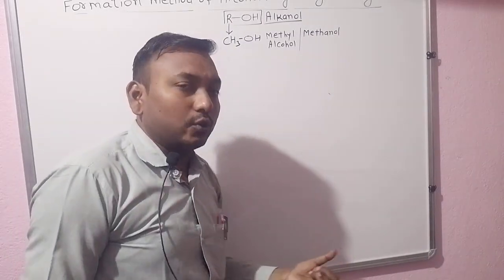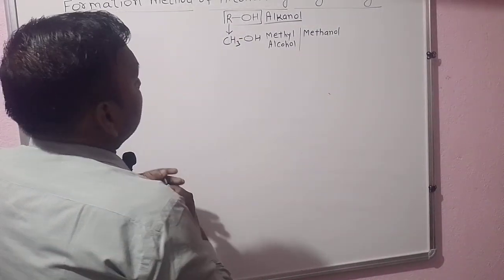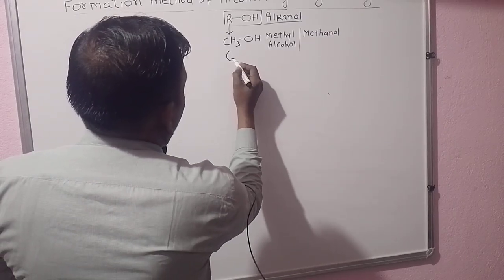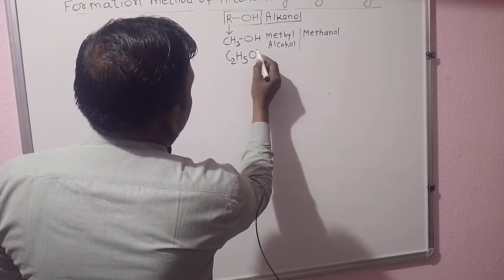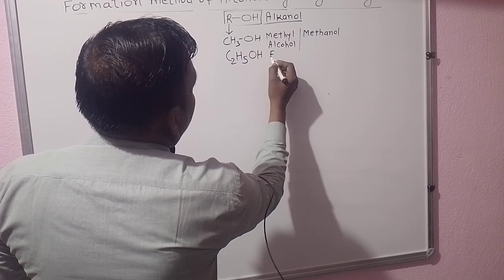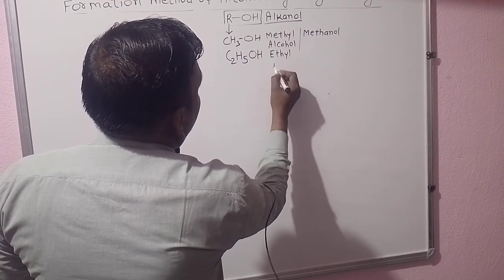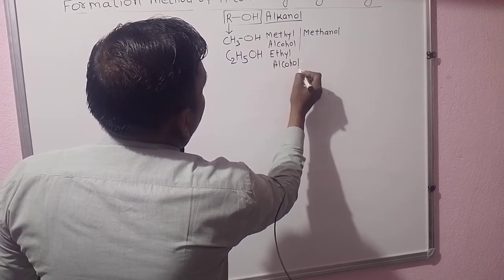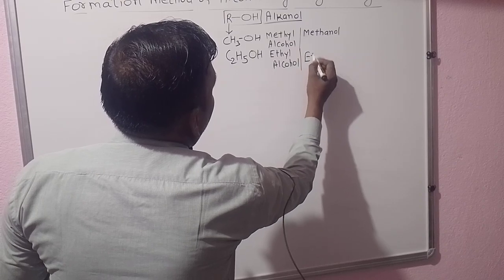Suppose we take C2H5OH, then what is its common name? Ethyl alcohol, and its IUPAC name is ethanol.